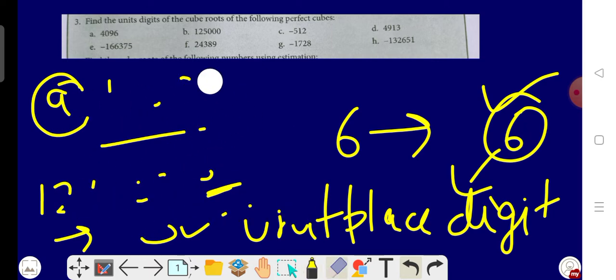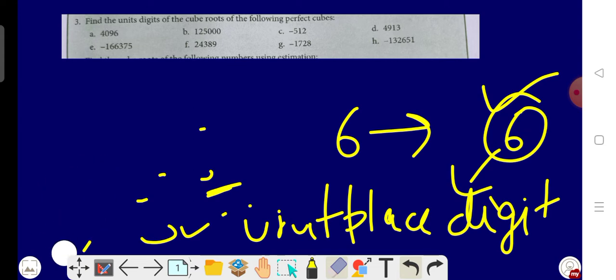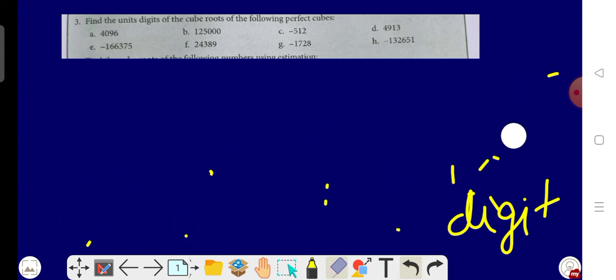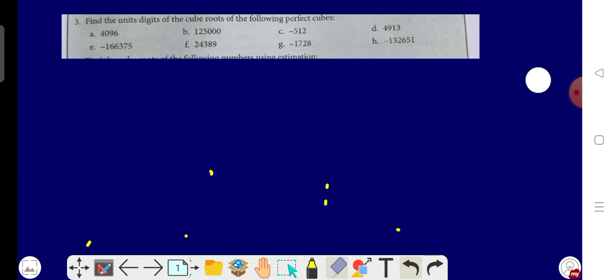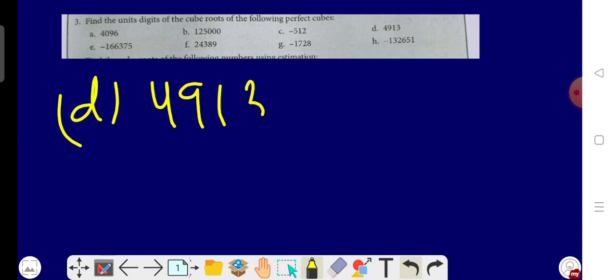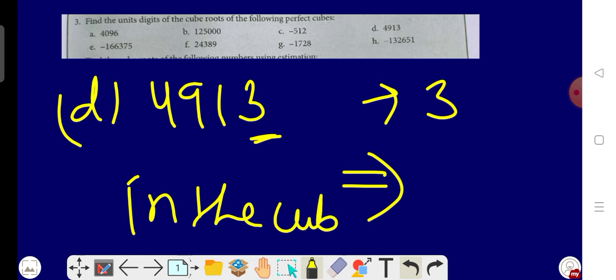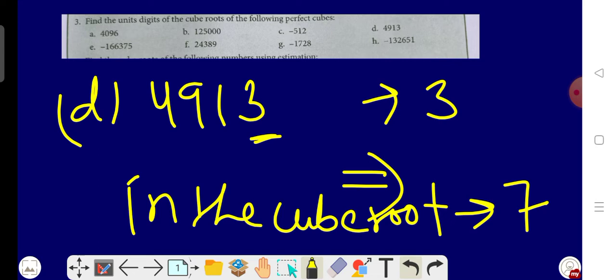In the same manner, beta, the unit place digit in the C is 8, in the D is 7, because the unit place digit in the D part is 3. In the D part what do we have? 4913. Unit place digit is 3. This implies that in the cube root the unit place digit is 7. Okay, the remaining questions are the same as these parts, beta. Try to do them by yourself.